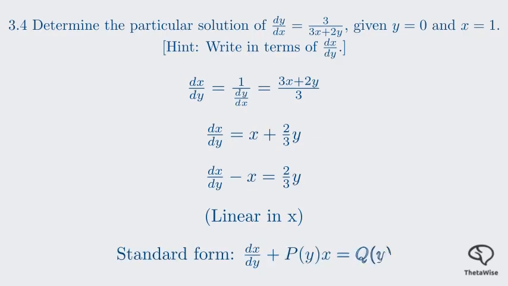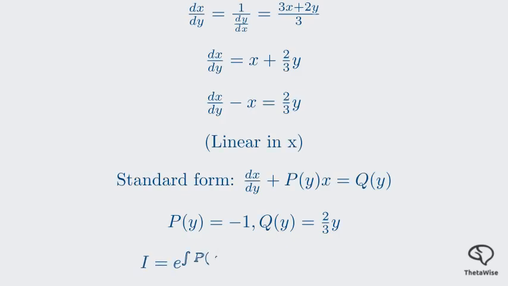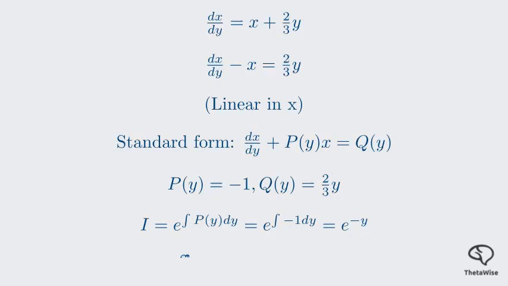P(y) is now the coefficient of x, which is 1. Q(y) is the right side, 2/3 y. The integrating factor I is e to the integral of P(y) dy, which is e to the integral of 1 dy, or e to the y. The general solution formula is x times I equals the integral of I times Q(y) dy.